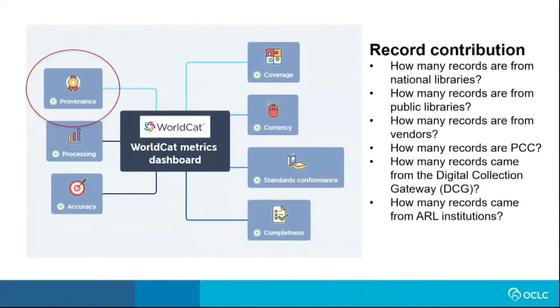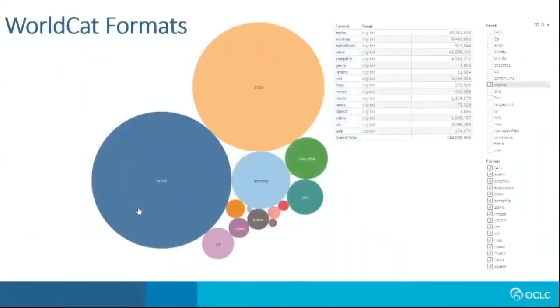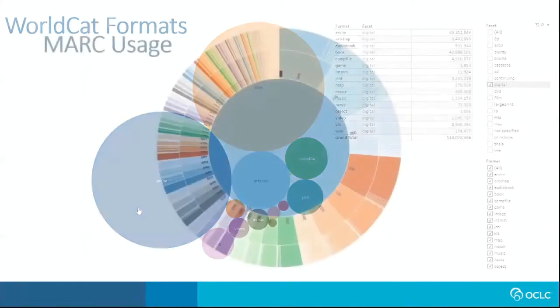Just one example that I'll give here has to do with provenance. Looking at record contribution, it allowed us to look at WorldCat with an eye towards where record contributions to the WorldCat corpus were coming from. And these are just a few of the sample questions that we looked at in terms of provenance. It also let us create some interesting visualizations around record formats, what kinds of records are in WorldCat.